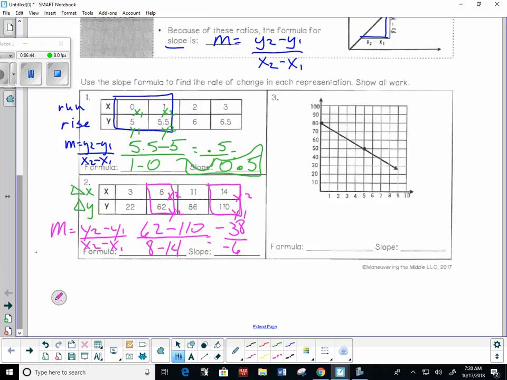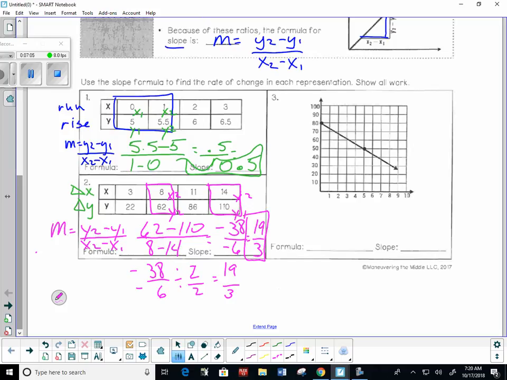Negative over negative gives us a positive, doesn't it? Okay, so we're going to have a positive. I'm going to reduce that by 2 over 2, and that would be 19 over 3. So our slope is 19 over 3.